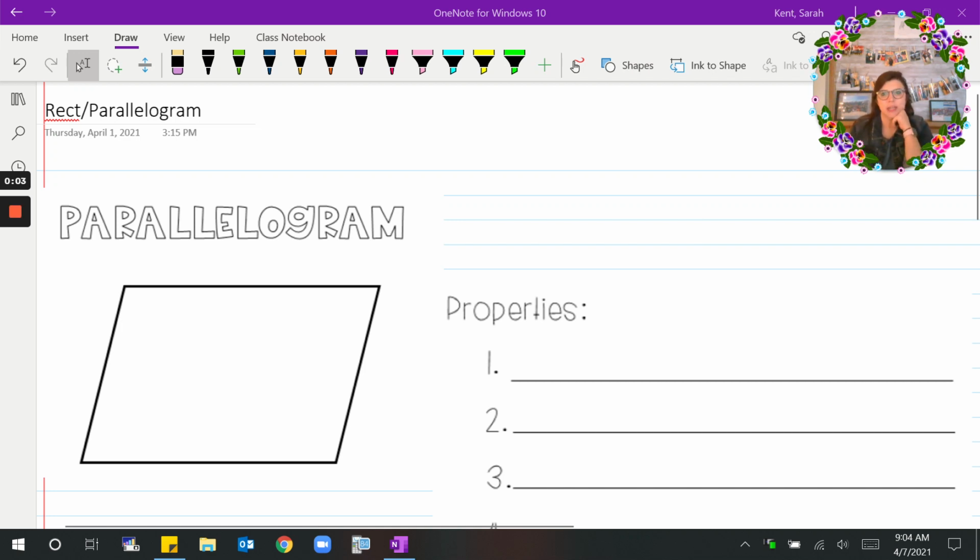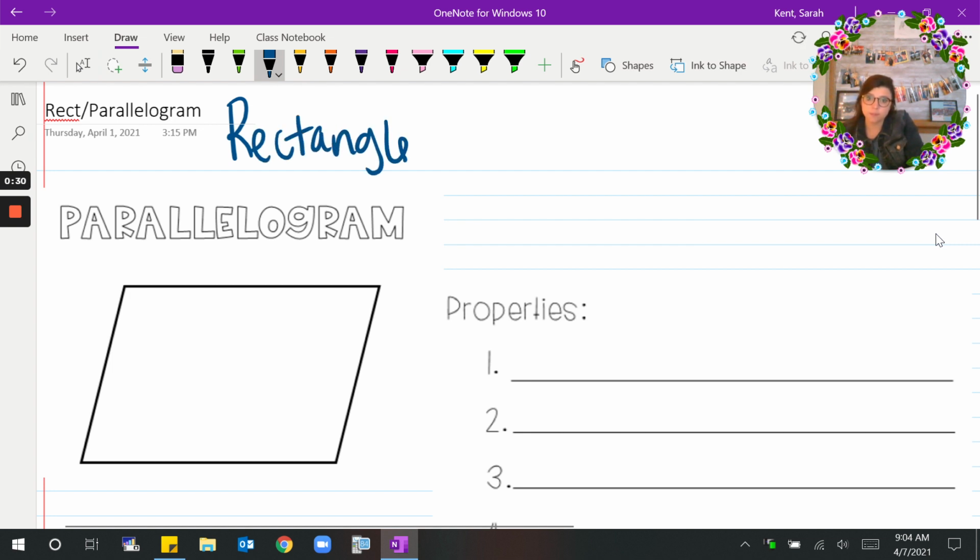Today we are starting part 1 of 3 of looking at different properties of some quadrilaterals. So that means all of these shapes we're about to look at will have 4 sides. So we'll look at 2 per day for a total of 6 different quadrilaterals. The first 2 that we are going to look at are going to be rectangles and parallelograms.